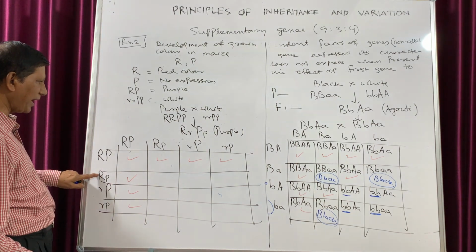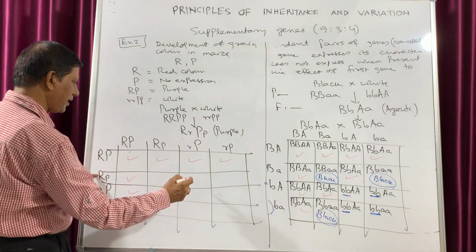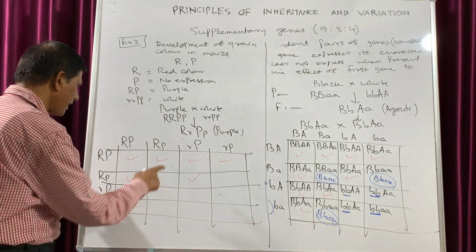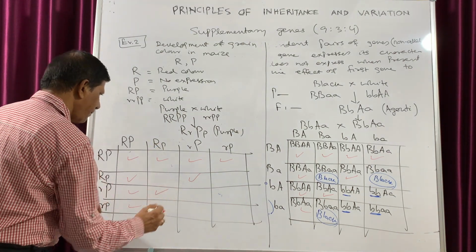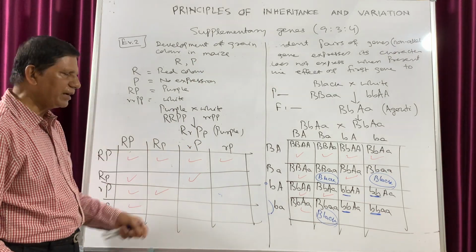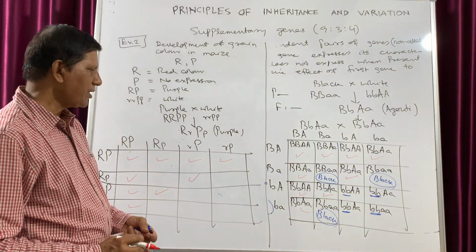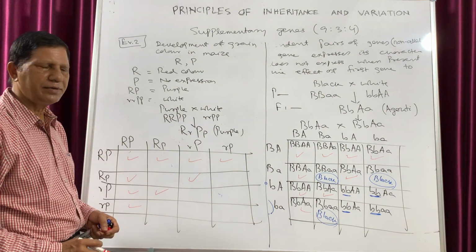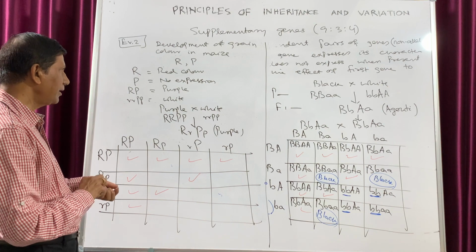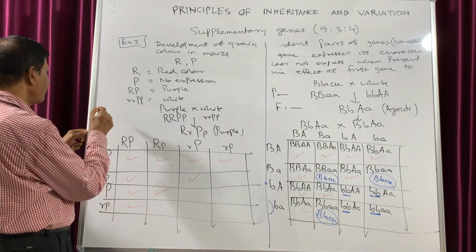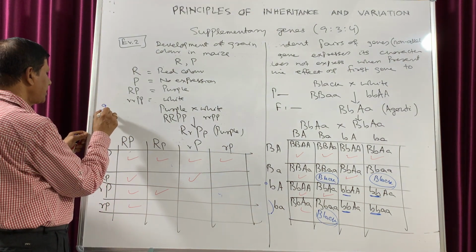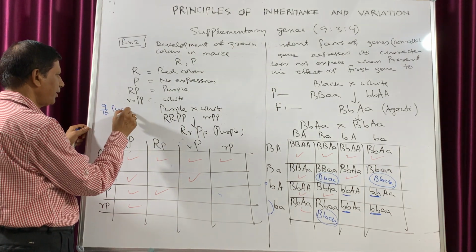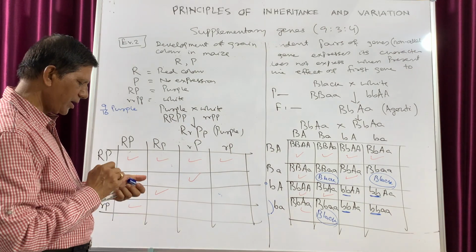Then here capital R is there, here capital P is there. So here both the dominant genes are there. Then here capital P is there, here capital R is there. Now you see the tick mark is at 9 places. So at these 9 places, both the dominant genes R and P are present. So when both are present, it will give a ratio of 9 by 16, and this 9 by 16 will be purple because both the genes are present.